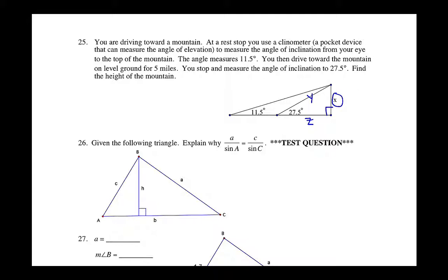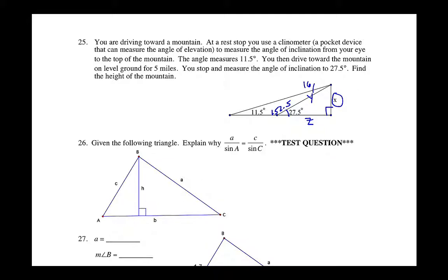So my first thought is, how can I find side y? Because I can find lots of the angles, actually all the angles in this picture. If this angle right here is 27.5, that 27.5 makes a linear pair with the angle right next to it, so this angle is going to be 152.5. And if I have 152.5 plus the 11.5, that's a total of 164. Subtracted out of 180 is going to leave me 16 degrees for this angle up here at the top.